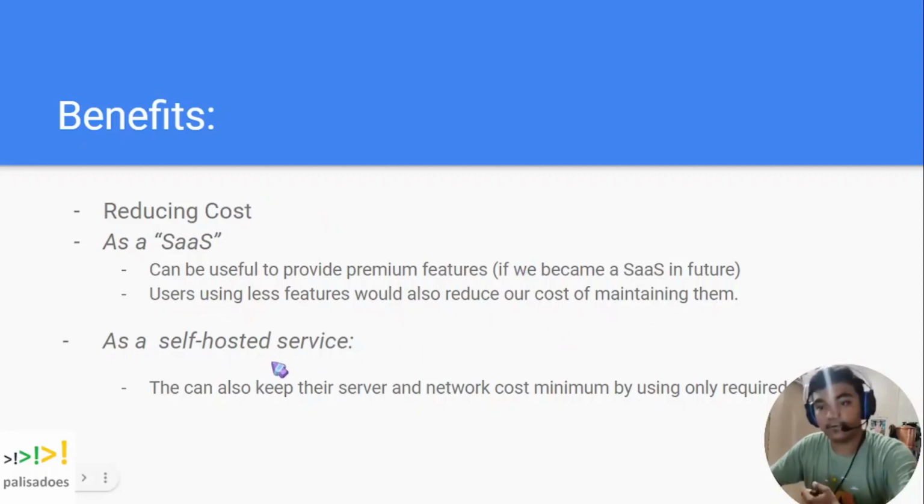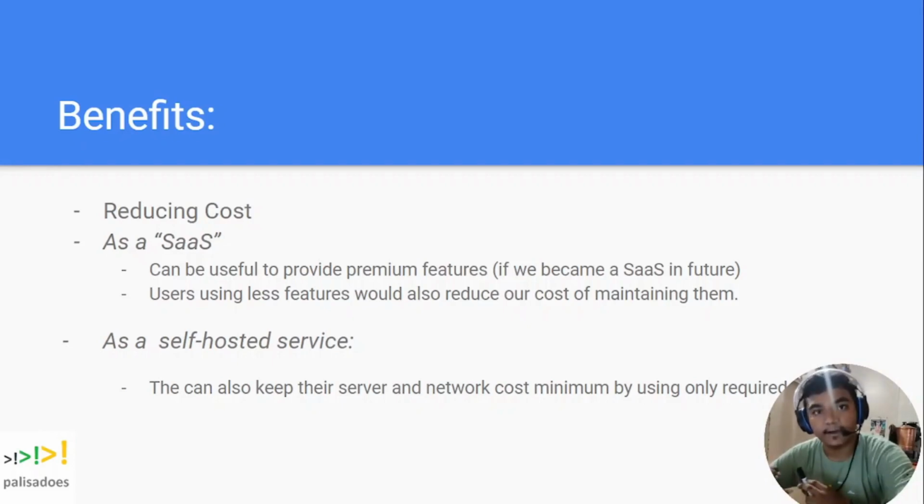The second one is a self-hosted service. As we all know, religious communities most often work on a donation basis, so they need to keep their computing cost as low as possible. To make sure that happens, they can also keep their server and network cost minimum by using the minimum features in their applications. For example, if there is a huge organization and they want to keep their cost minimum, they might remove the features that they are not even utilizing.